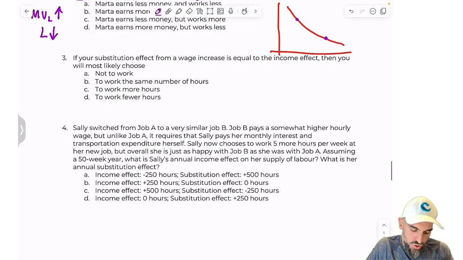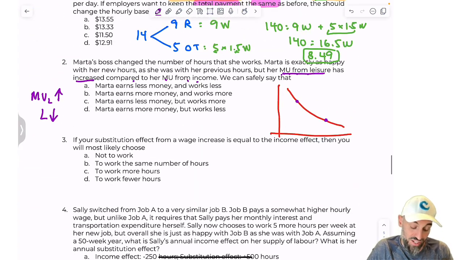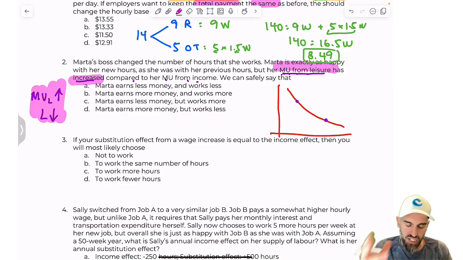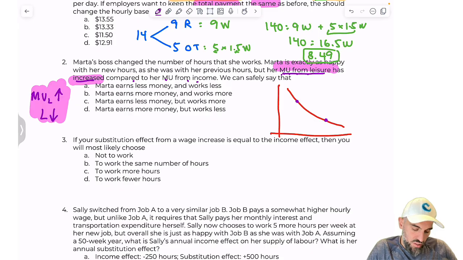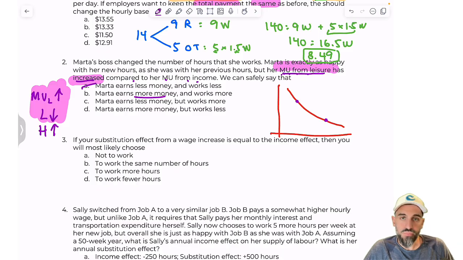Because they said that your marginal utility of leisure increased, it tells me that the amount of leisure you have decreased because of that inverse relationship. And so if your hours of leisure decrease, it means you're working more, so you have more income. So earns more money and works more, the answer is B. Less leisure, meaning you're working more, and you're making more money because you're working more.